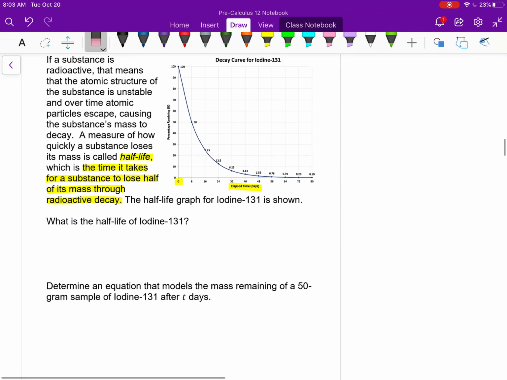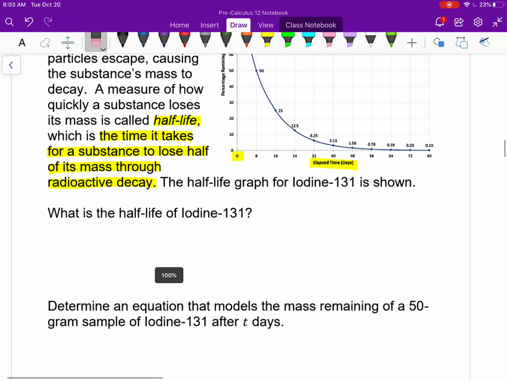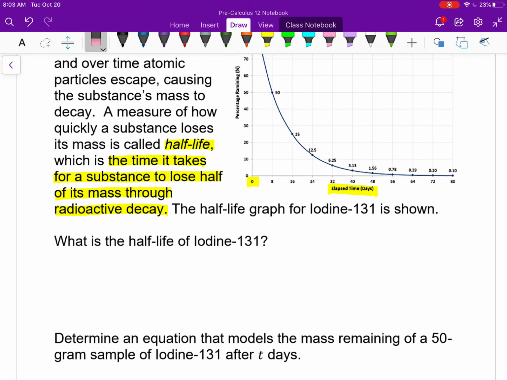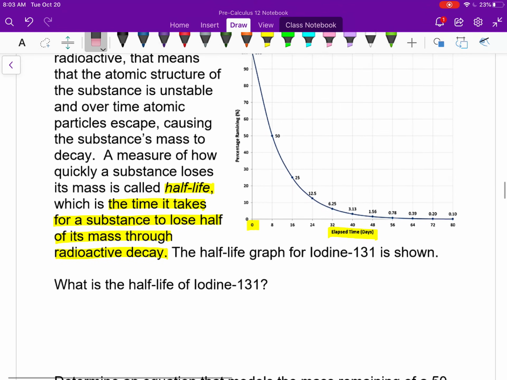So what's the question first? Well, first, what is the half-life of iodine 131? And again, half-life is a measure of how quickly a substance decays. And so I'm looking for, in the end, a number. What is the half-life of iodine 131?